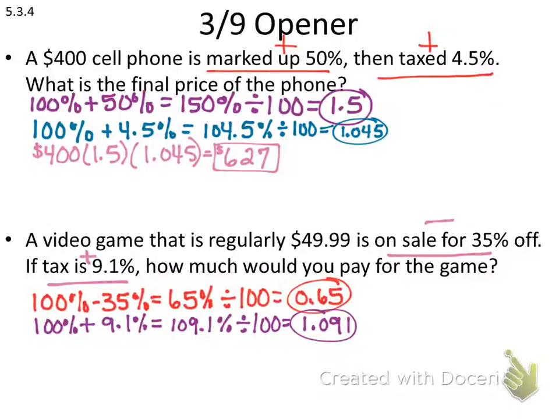Write down $49.99, because that's my original amount of the game. Then times 0.65. Then times 1 and 0.91.